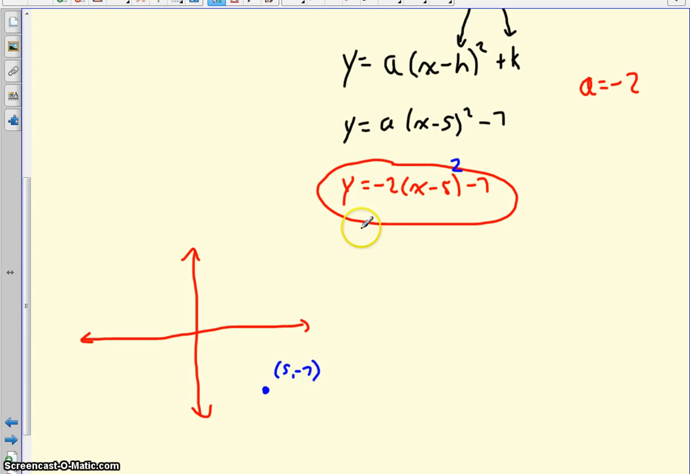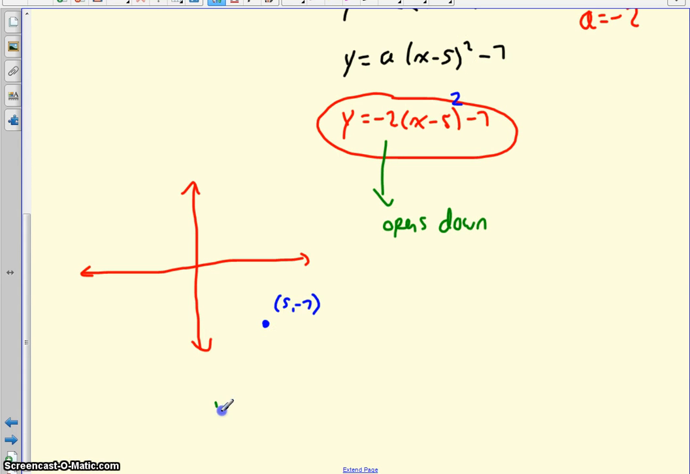Okay, and I know that my parabola opens down because my a value is negative. So what I'm trying to draw here is a parabola that opens down that has (5, -7) as a vertex. And just a quick rough little sketch. It's going to look something like this.